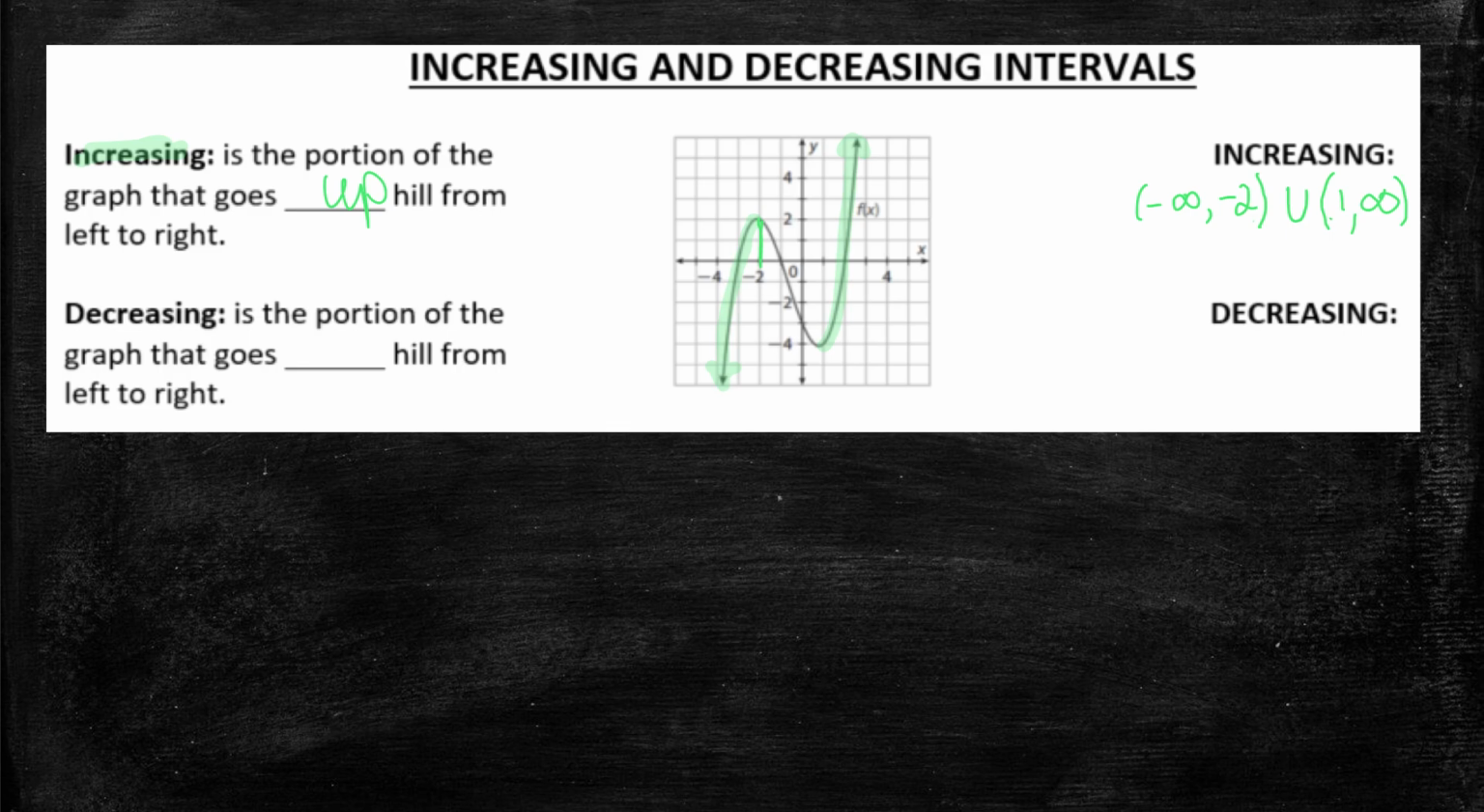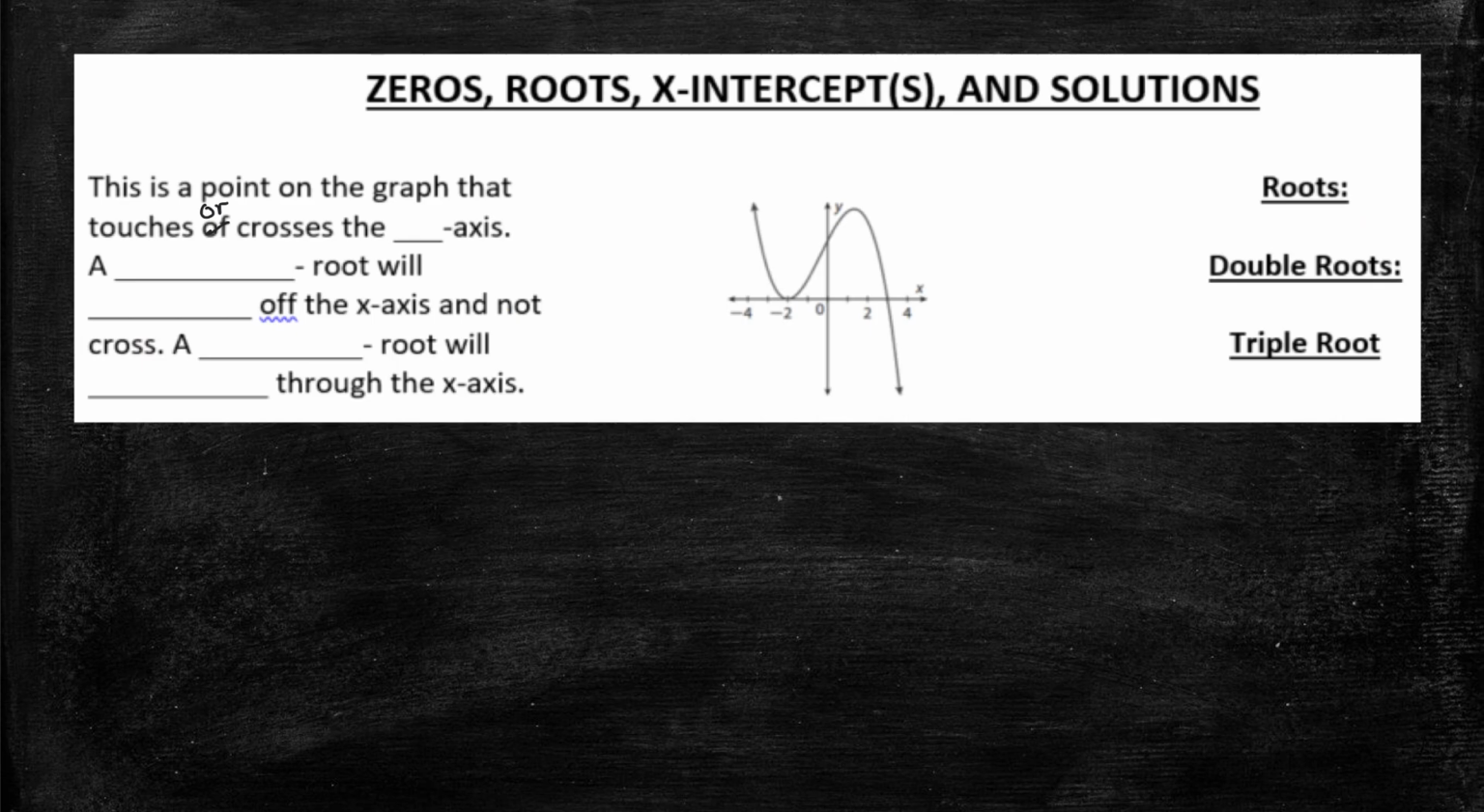Now, when we talk about decreasing, decreasing is the part of the graph that goes downhill from left to right. Okay, so if we're looking at this graph, the only part that's decreasing is this section right here. And so we would just have one interval, and it's from the x value of -2 all the way to +1. So increasing is going uphill, decreasing is going downhill.